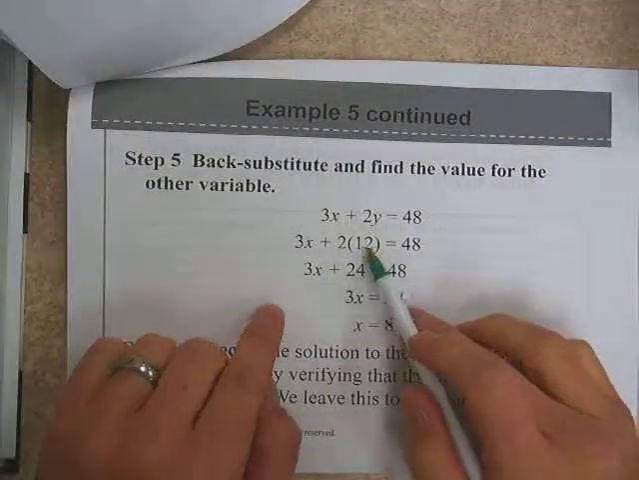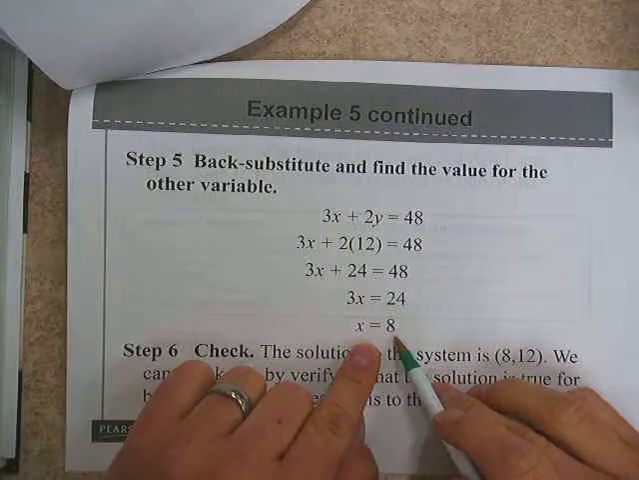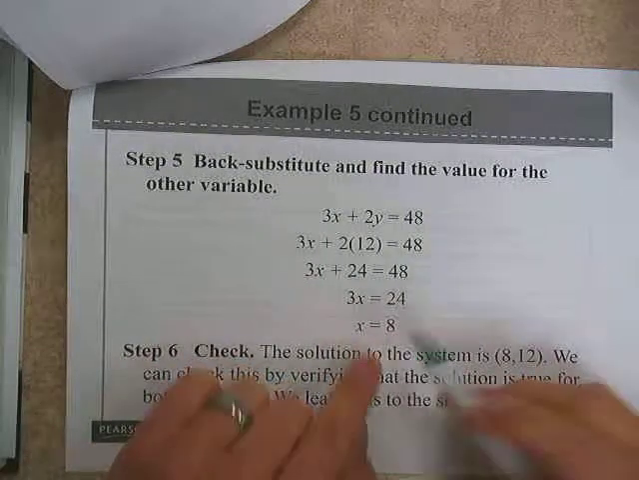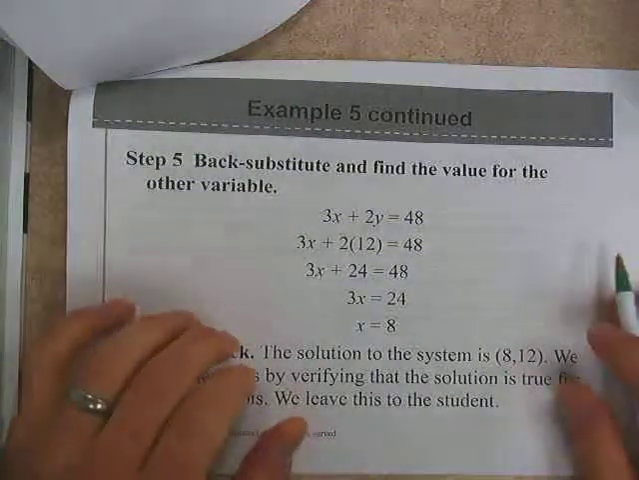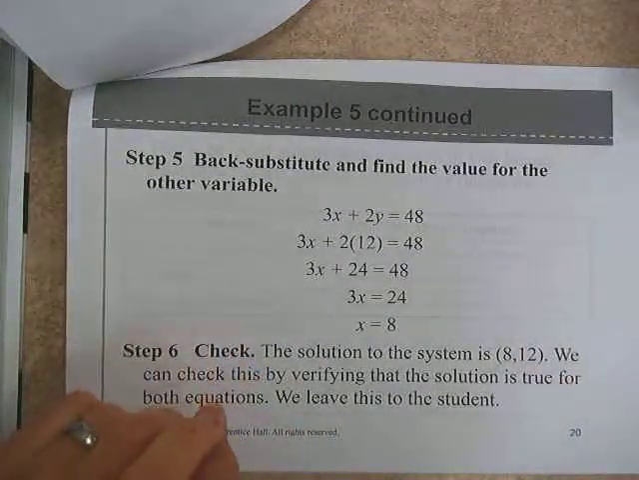And then, of course, when they got y, they're going to need to find x. So they took the 12 and plugged it in, and they solved that resulting equation, and notice what they got. They got x = 8. Had we continued our solution, we would have gotten 12 for y.